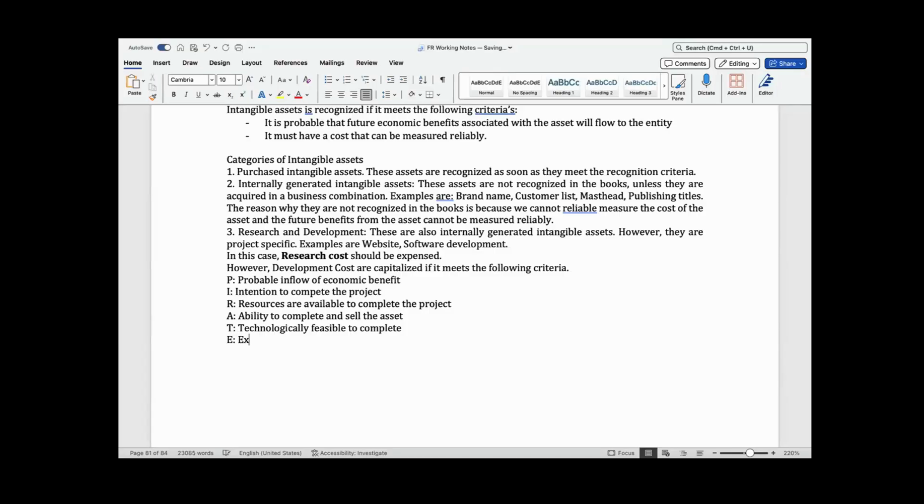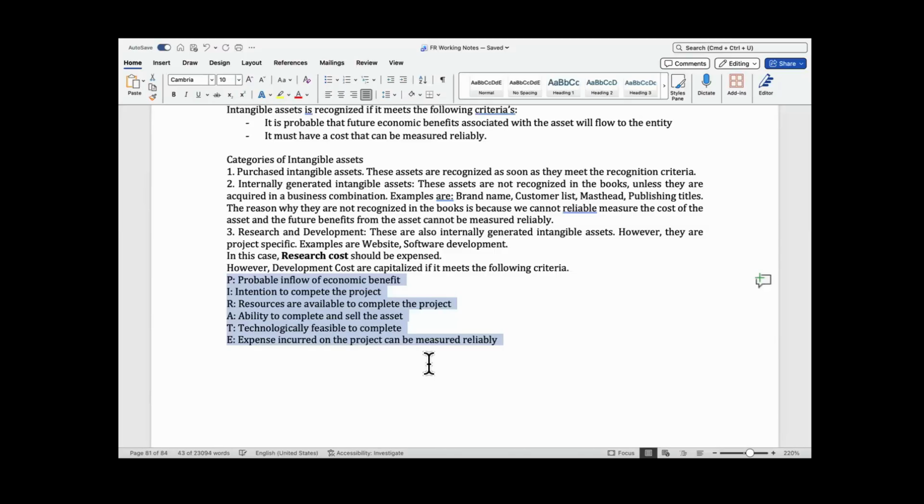And finally, the expenses incurred on the project can be measured reliably. So we can reliably measure the expense that we are incurring. So this is six. You need to know it for your exam. They can ask it as a three marks question. So we really want all to be met.